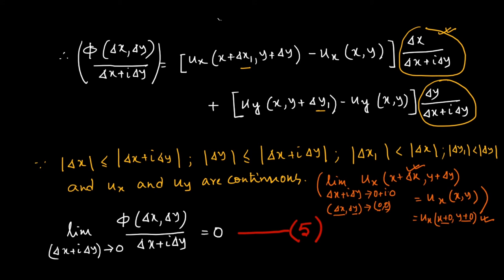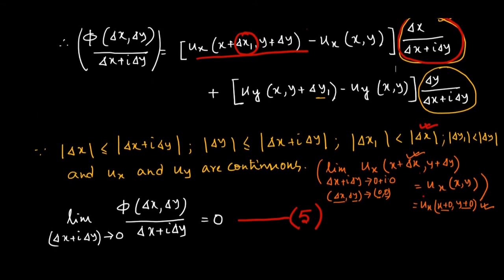And as a result, you are getting this term. When you apply the limit on this particular expression, you will get ux at x, y. Why? Because the mod of delta x1 is lesser than the mod of delta x. So this particular equality will yield a zero value here. And since this particular expression is less than 1, this limiting value can never be infinity. So 0 into a finite number, you will get 0 in both the places. So as a result, your limit will also be 0. If you apply in this way, you will get this.